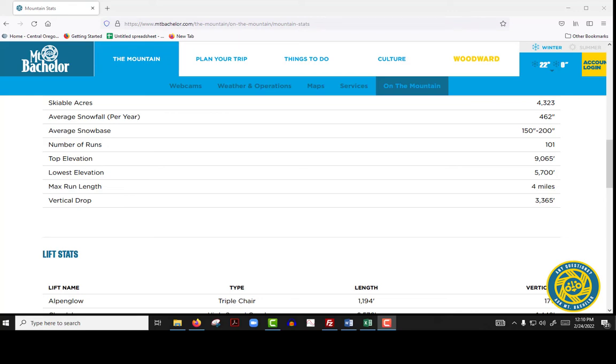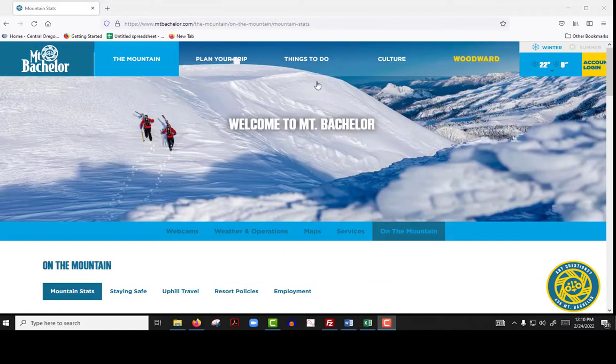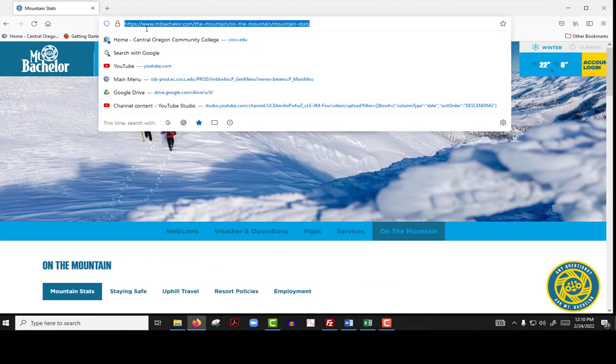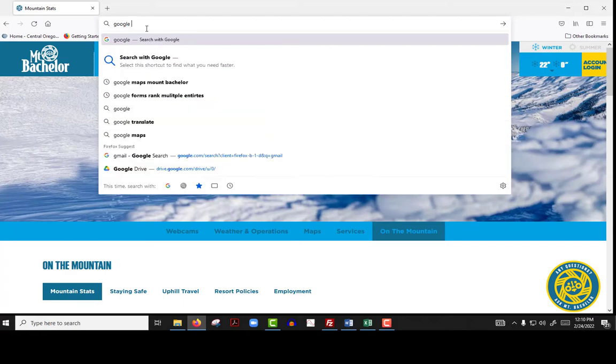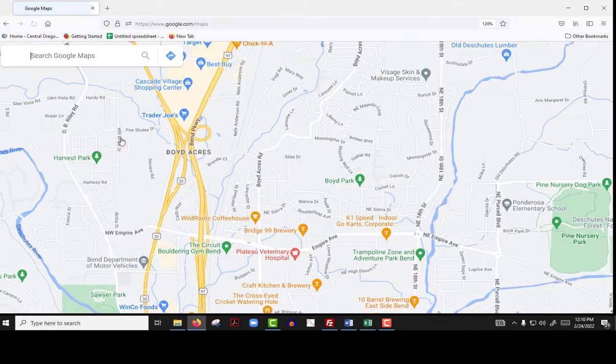Okay, my friends, so we got to figure out the radius of Bachelor, and I've Googled this all over the place, and I can't find it. So one thing, I had an idea, and I figured we could do this together. If we go to Google Maps, I discovered something recently on Google Maps that's pretty cool.